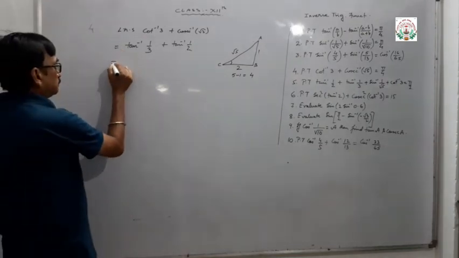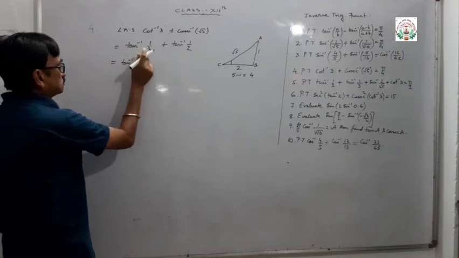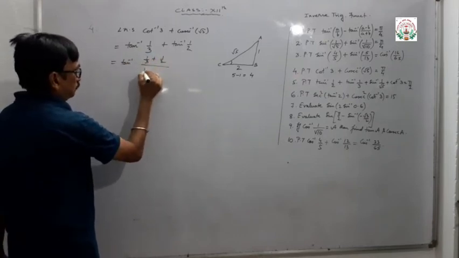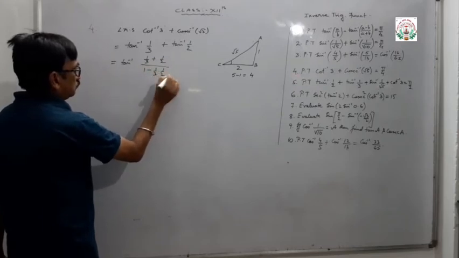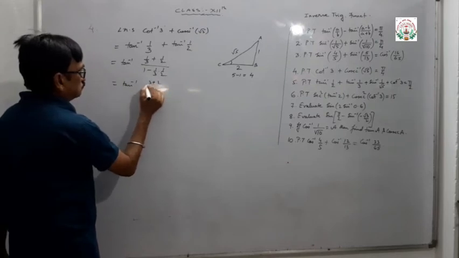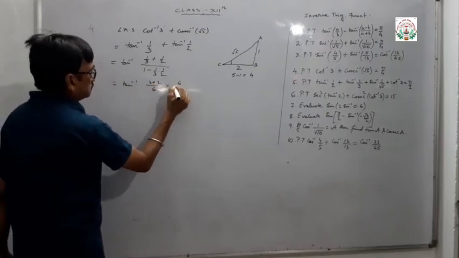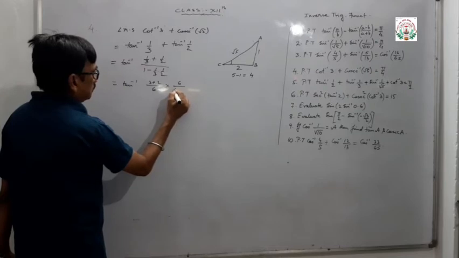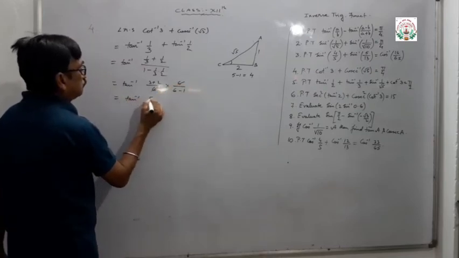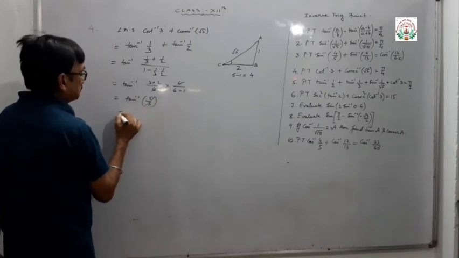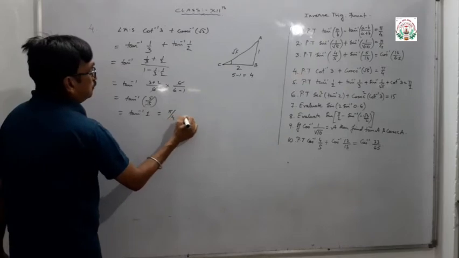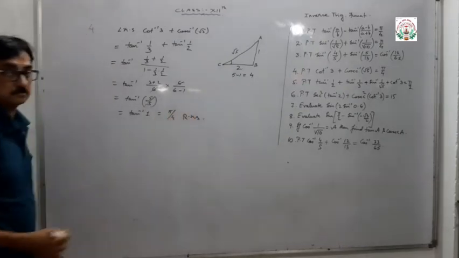So now we can apply the formula: tan inverse of x plus tan inverse of y is tan inverse of x plus y upon 1 minus x into y. Tan inverse of, after taking LCM, 3 plus 2 upon 6 into 6 upon 6 minus 1. The 6 and 6 cancel. So tan inverse of 5 upon 5, that cancels out. Tan inverse of 1, which is equal to pi by 4, that is our RHS.